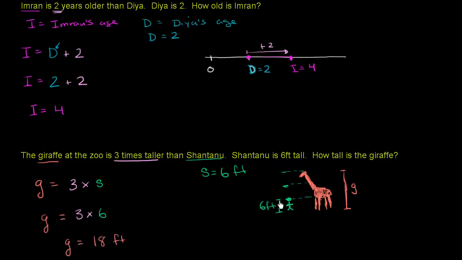And you see that right over here. 6 feet plus another 6 feet plus another 6 feet, or 6 feet times 3, is going to get you to 18 feet.